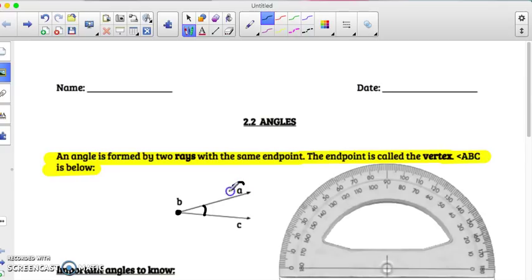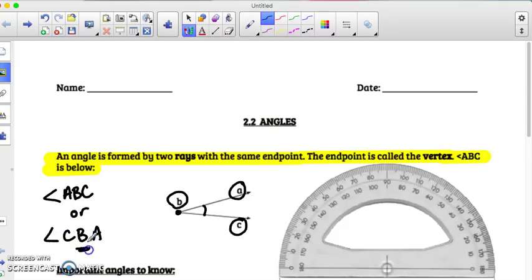You should always name your angle with the letters. Now, we're just using ABC here. Proper notation for naming angles, the preference is by three letters, ABC, or it could be angle CBA. Note that the middle letter is always the vertex. That's why you could name it CBA as well. So just make sure whenever you're naming an angle, that middle letter is the vertex.